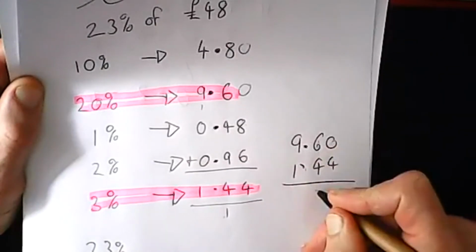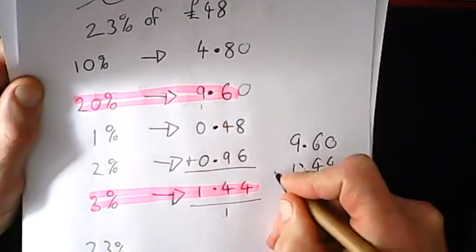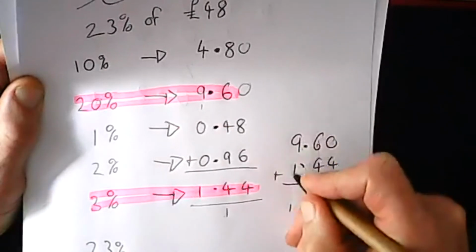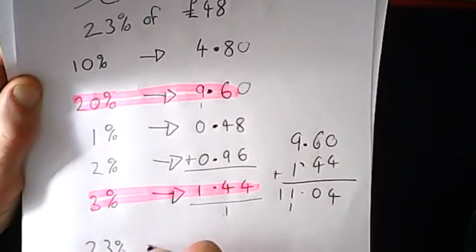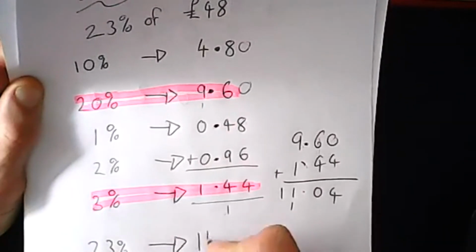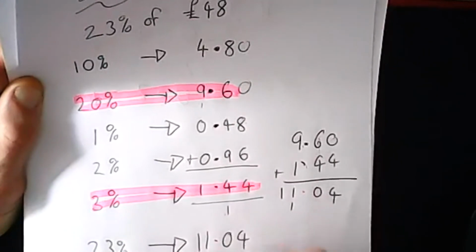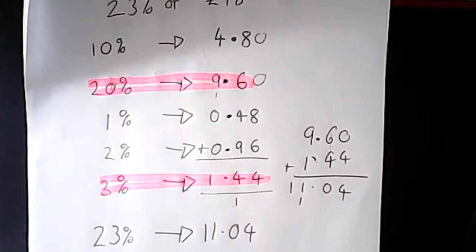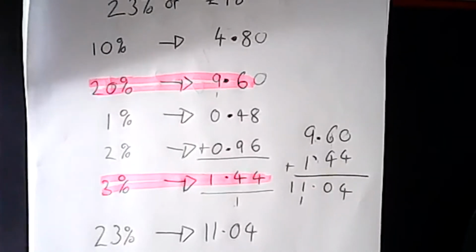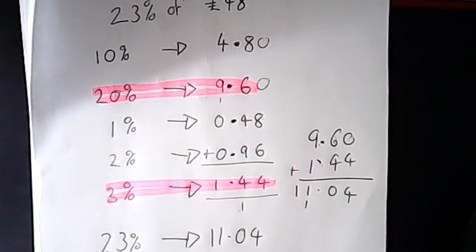4, 10, carry the 1, we're adding 9, 10, 11. So that's going to be 1104. So 23% is 11.04. Okay, brilliant. Now, one last thing, and then that's it for today. Okay, so a couple of things here. Let's just do a check on that.